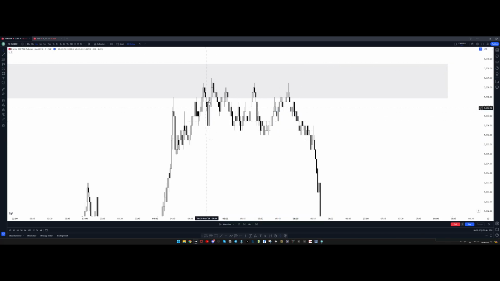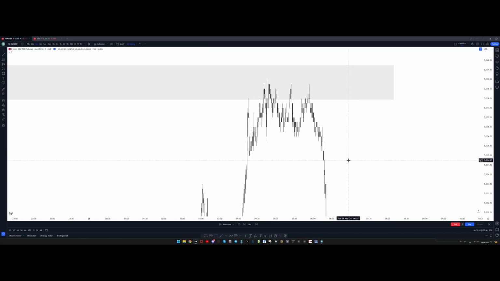If you were unsure, you could have used this breaker here, this big breaker. That's fine. Yes, it's not clean. It hasn't got the fair value gap, but you don't have to stress. We'll get into that.